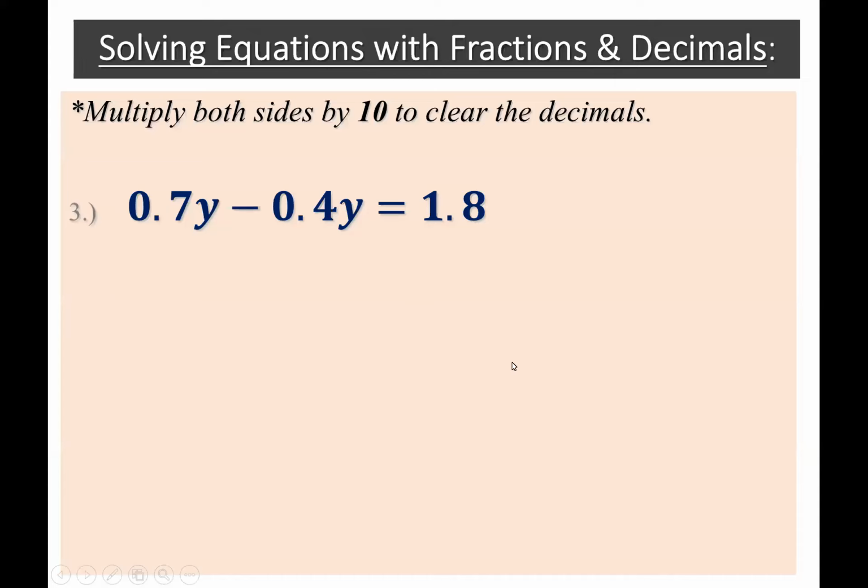All right, so here's number 3 in this set. Because of the part 1 video, we had already gone over the previous problems. There's a little note at the beginning saying multiply both sides by 10 to clear the decimals. When we say clear the decimals, we mean eliminate the decimals or get rid of them somehow and end up with just nice integers. Okay, so here's the equation. This is number 3. 0.7y minus 0.4y equals 1.8.